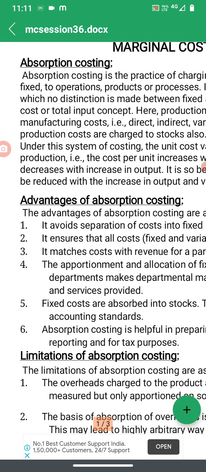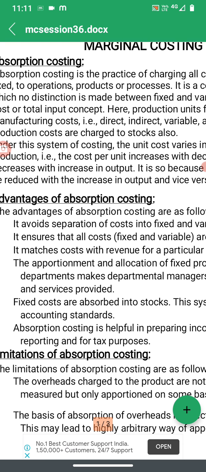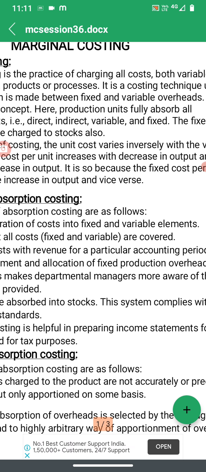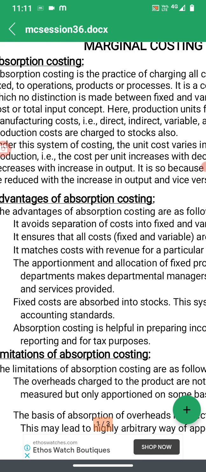So what are the advantages of absorption costing? Absorption costing avoids the separation of cost into fixed and variable, as I told you earlier, and it ensures that all the costs are covered. See my dear friends, in case of marginal costing we take into account variable cost, but there may be a good portion of fixed cost which is left out in decision making, so that may affect the organization's costing part. But this is not a system like that.